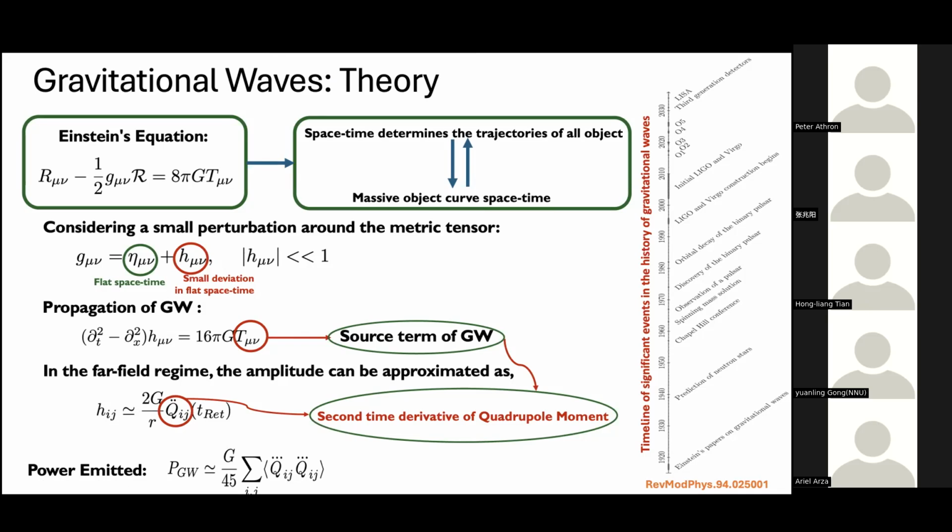Now, one can ask why not monopole or dipole moments? When we do this multipole expansion, we find that the terms related to monopole and dipole vanish because of the conservation of mass and momentum. Now, another takeaway from this equation is that you see this term, the amplitude actually depends on the derivative.